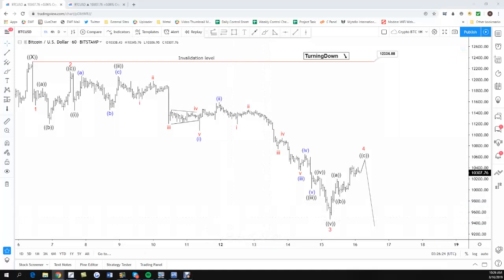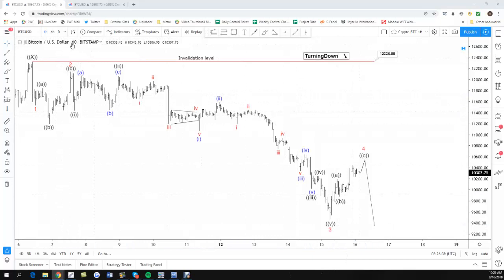My name is Henry and today is Friday, August the 16th, 2019. The time is 3:30 a.m. GMT. So today we will be updating for you the chart of the Bitcoin.